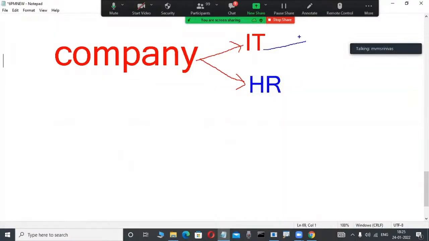In this IT department, suppose your son joins a company, he is also working in the IT department. In this IT department, 3 employees are working, for example. Again, in the HR department, 1 employee is working. This is a small scenario: in a company, IT department and HR department are there. In the IT department 3 employees are working, in the HR department 1 employee.